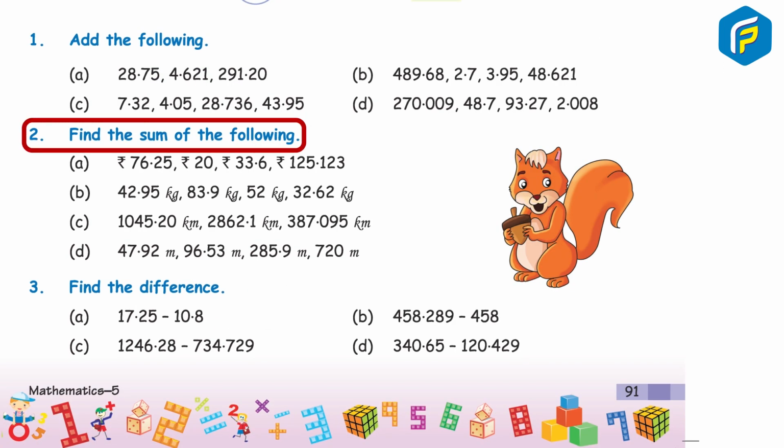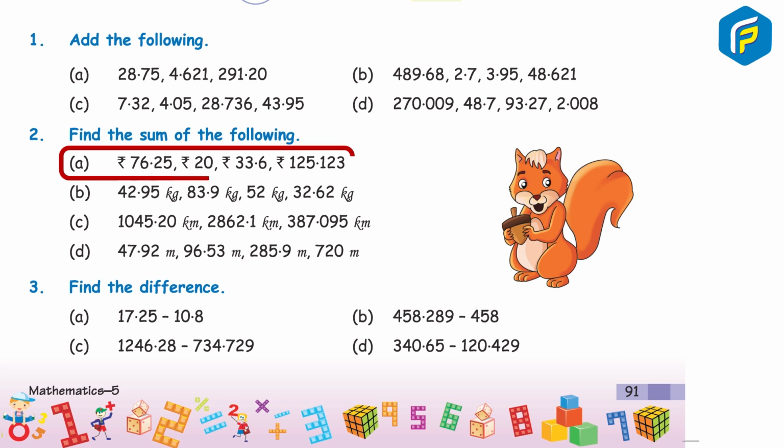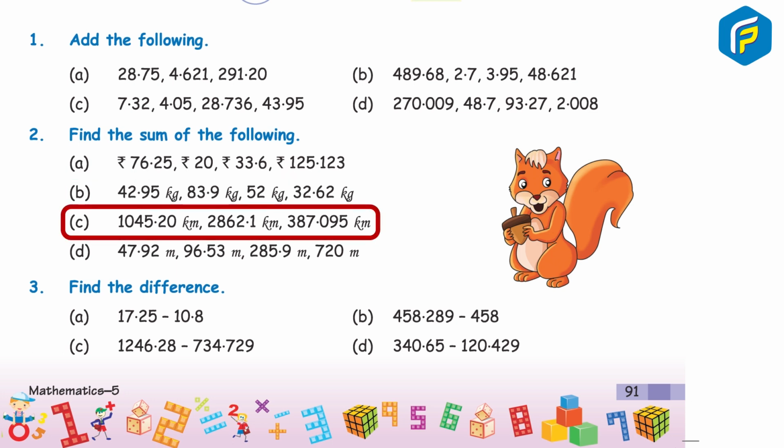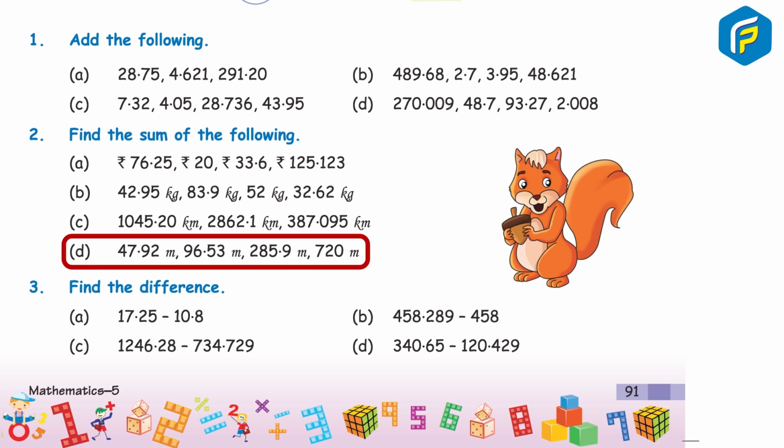Question 2. Find the sum of the following: A. 76.25, rupees 20, rupees 3.36, rupees 125.123. B. 42.95 kg, 83.9 kg, 52 kg, 32.62 kg. C. 1045.20 km, 28.621 km, 387.095 km. D. 47.92 meter, 96.53 meter, 285.9 meter, 72 meter.